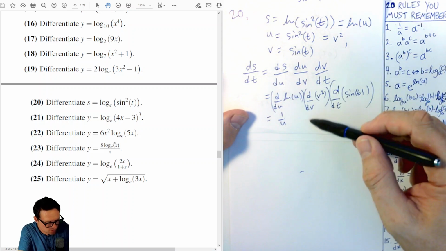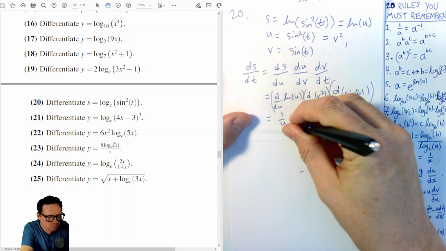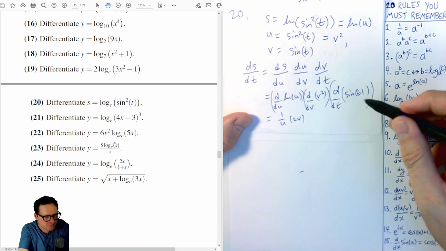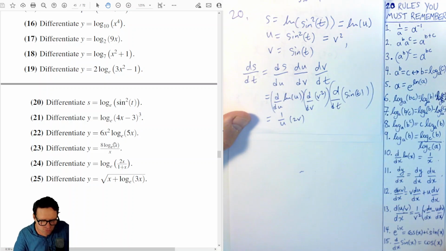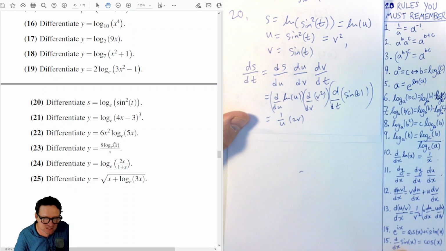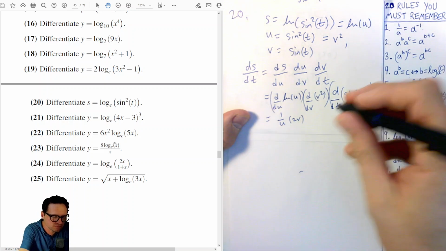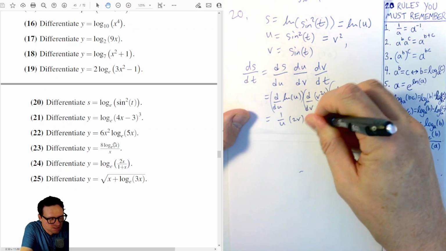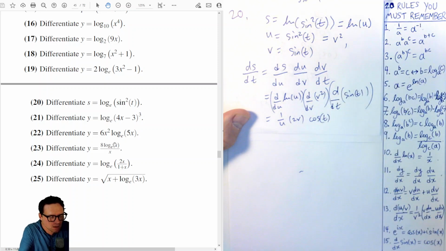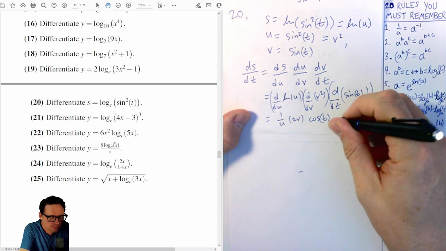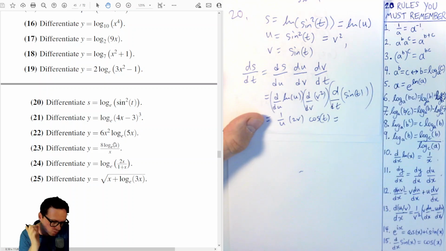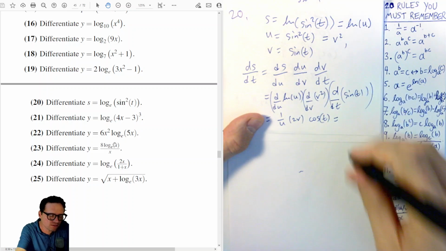The derivative of v squared with respect to v is 2v. And the derivative of sine, using rule number 15, is cos, so cos of t. Okay, now v was sine squared. No, sorry, v was sine. And u was sine squared.